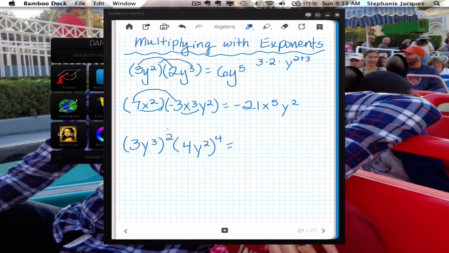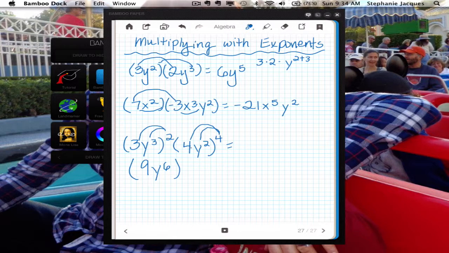Okay, here's a trickier one. We have exponents on the outside first. First thing you want to do, remember, for PEMDAS is your exponents. So you're going to apply your exponents to this and to this. And you'll apply your exponent to that and to that. So let's rewrite it. So we have 3 squared, which is 9. We have y to the third, but we have 2 of those. So it's going to be y to the 6th, because you have 2 sets of 3. So there's our first one simplified.